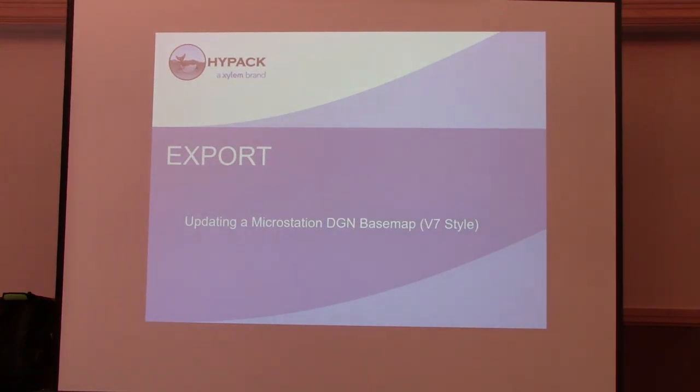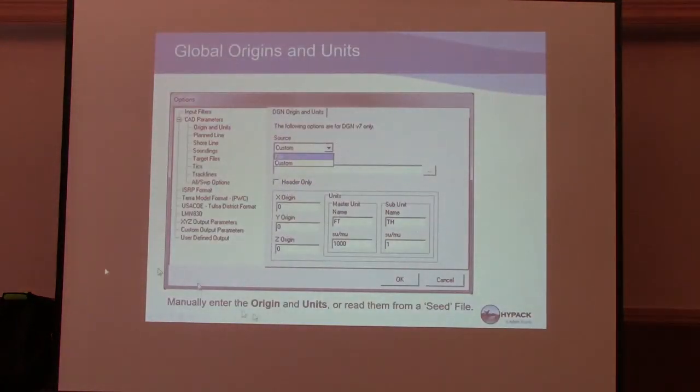I know we have control of some of that stuff. I'll show you, if we go through some of these options here. I don't know, does V8 DGN still require global origins and all that stuff, or is that specific to V7? I'm pretty much not very familiar with MicroStation. You guys know? I think that's specific to the old MicroStation. We still support the V7, or version 7, DGN stuff, but I think that's specific to those files if you need to export to it.